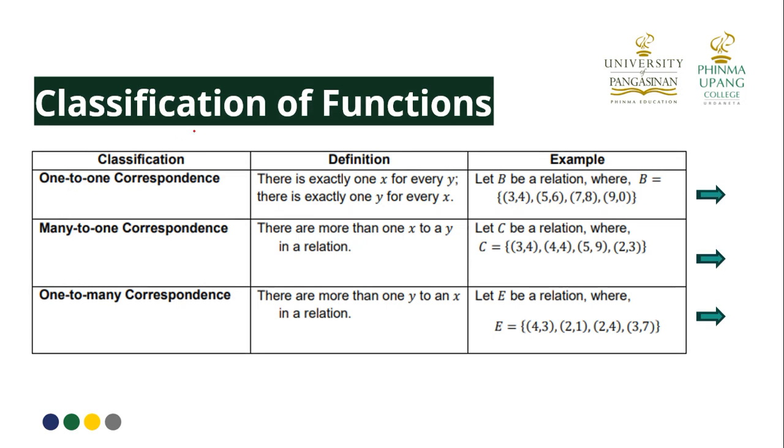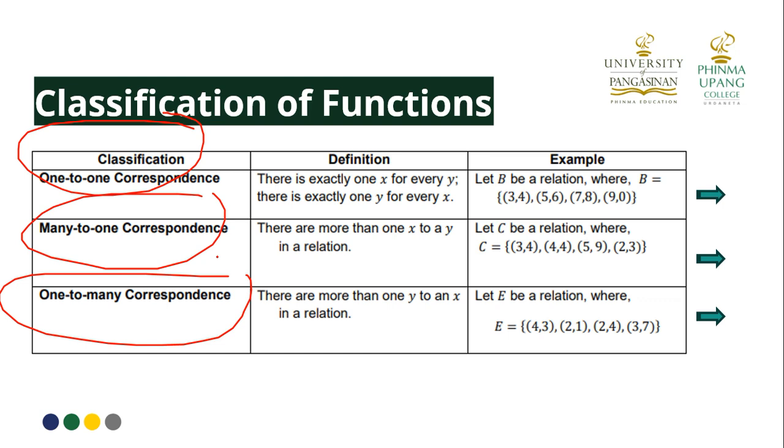Okay? Next. So, we have the classification of functions. These are the three: 1 to 1, many to 1, and 1 to many correspondence. In 1 to 1 correspondence, there is exactly 1 x for every y. That's the example we keep giving: 3, 4, 5, 6, 7, 8, 9, 0. If you notice, no value of x is repeated, so there is no repeated value of the domain. That's why this is a function. It is a relation, but it is also a function.